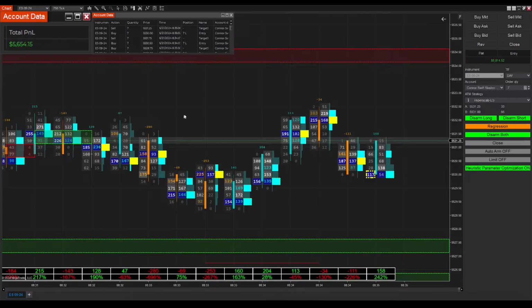Just got filled into a long position here. Ended up winning that trade up to $5,800 on the day.